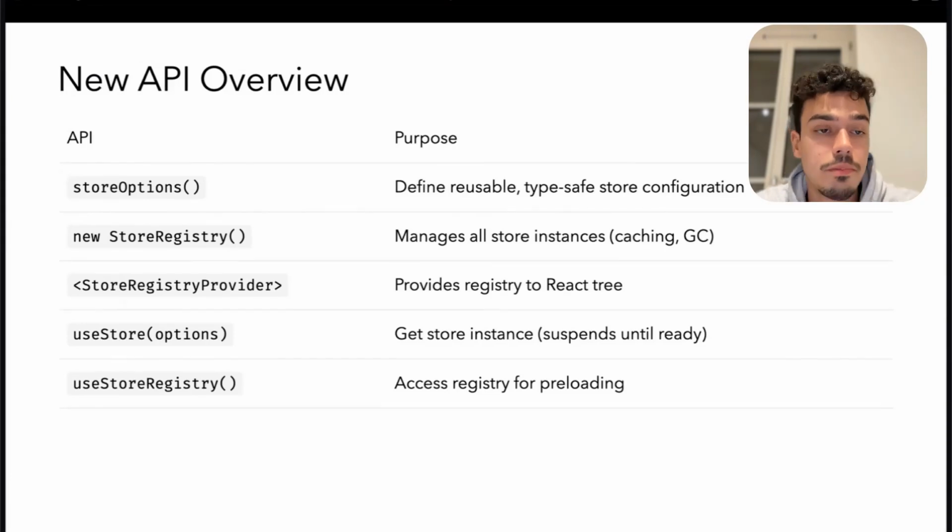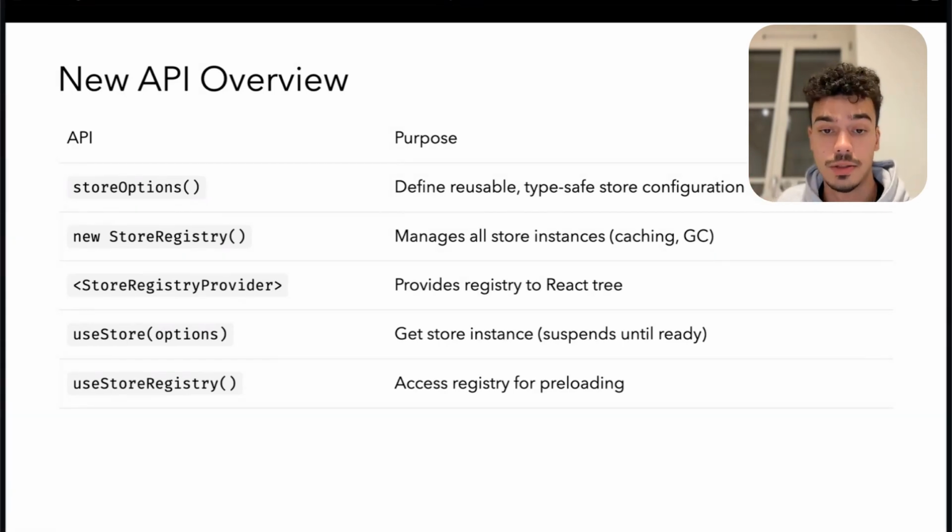And this is pretty much the overview of the API. We have store options, which is just a function that helps us define some store configuration that can be reused in multiple places across the app. There is the store registry class, which will hold all your store instances and manage the caching for it, and also the cache eviction. And then we have a store registry provider. You only need to use one for the app. You put that at the root of your application, and that will provide the store registry to the whole app. And then you will be able to register your store into that registry, but that will be done implicitly.